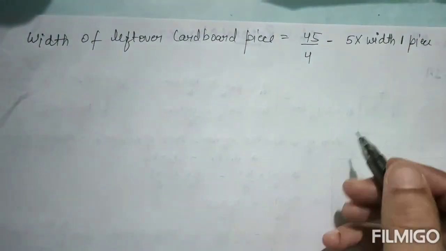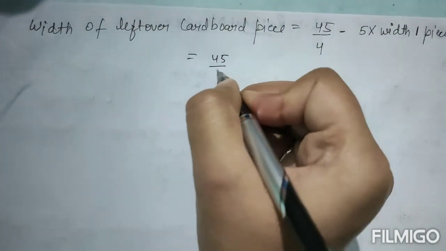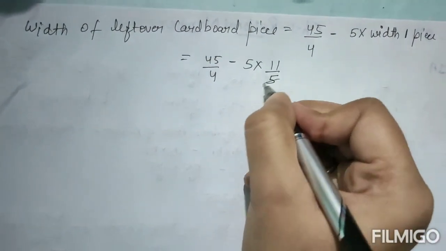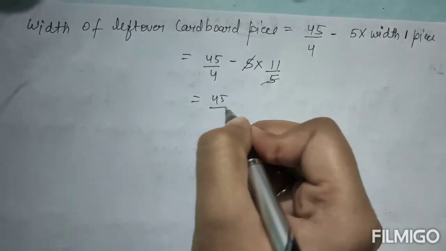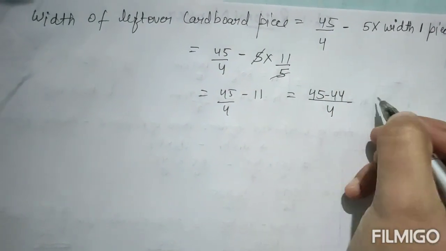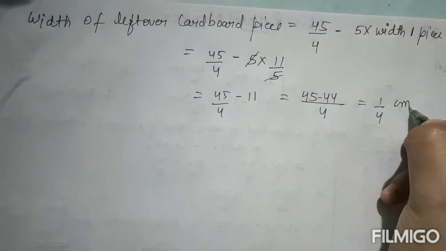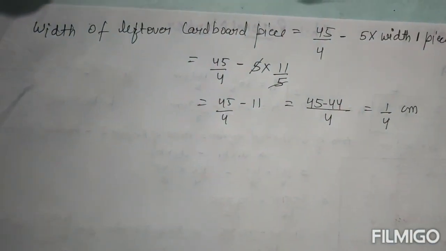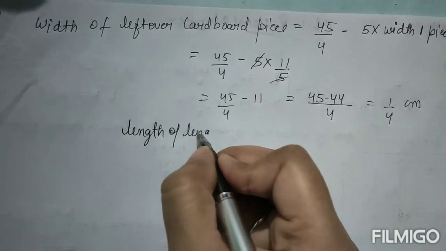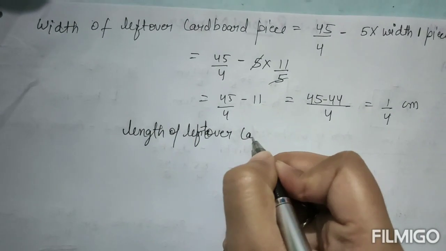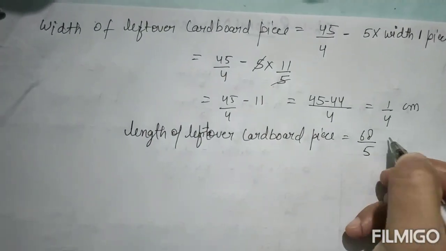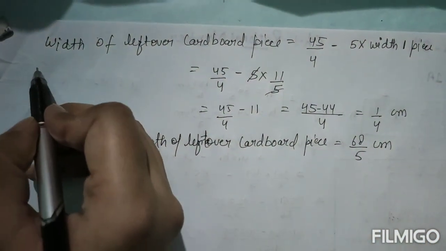Why I multiplied 5? Now 45 by 4 minus 5 multiplied by the width of one piece, how much is it given to you? 11 by 5. 5 by 5 cancel, and 45 by 4 minus 11. Now take the LCM, it will be (45 minus 44) by 4, and the answer will be 1/4 centimeter. So this is the width of the leftover cardboard, and the length will remain the same, that is 68/5 centimeter. Now I hope you understood.